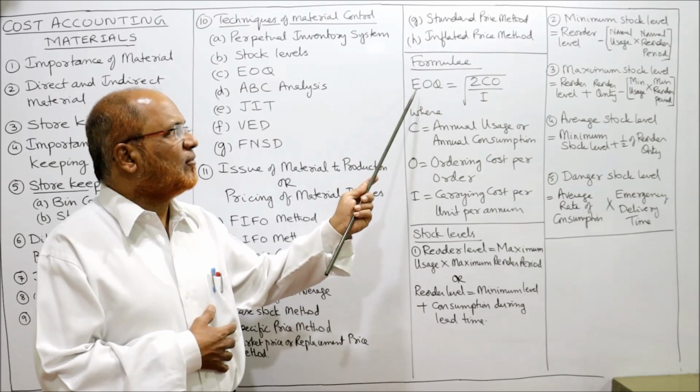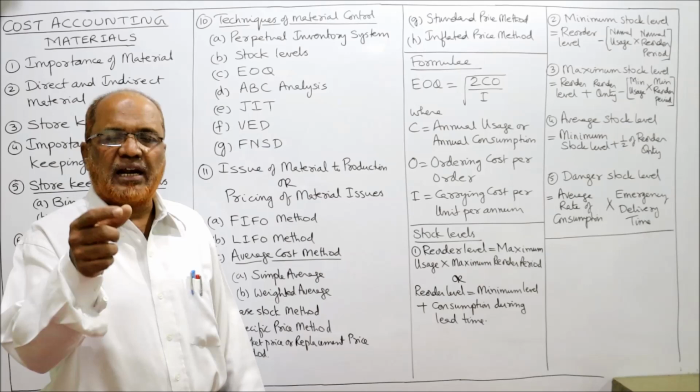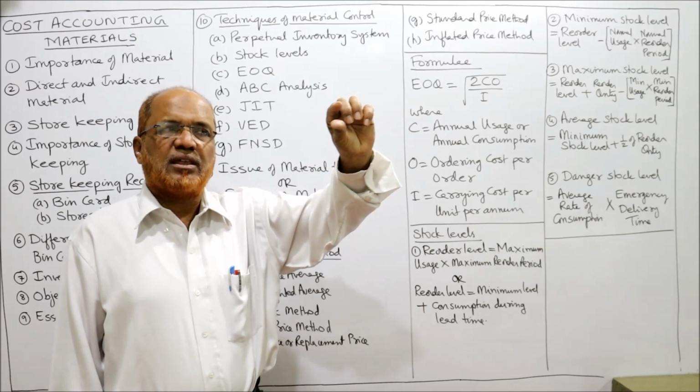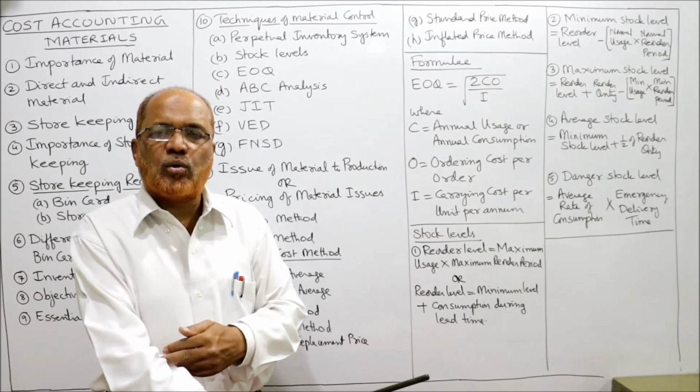Next comes stock levels. The formula for stock levels, first of all, reorder level. Reorder level means that level at which a new order will be placed by the storekeeper. For example, on the bin card it is given maximum level 1000 units, minimum level 200 units, and reordering level 400 units. That whenever the inventory reaches this reordering level of 400 units, a requisition for purchasing new material will be issued by the storekeeper to the purchase department.